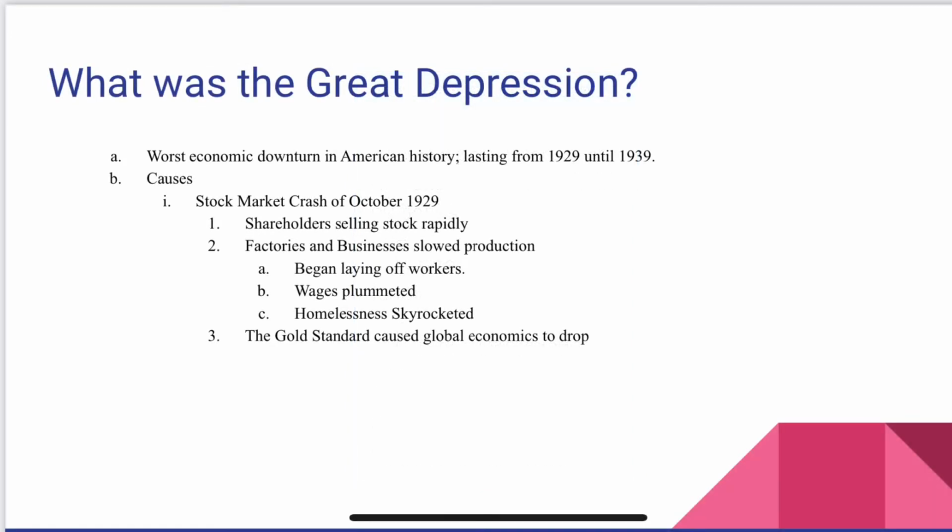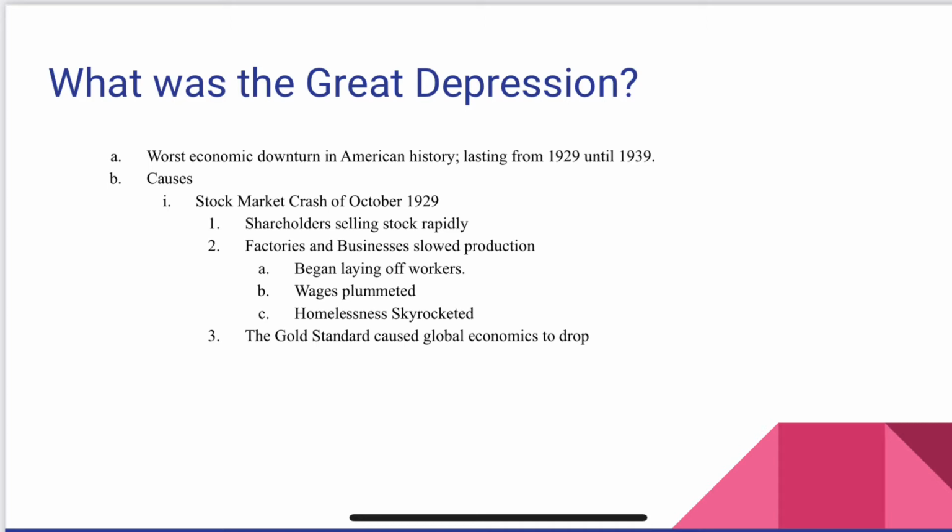What happened in the Great Depression and why? The Great Depression is the worst economic downturn in American history and arguably within the industrial era history, lasting from 1929 until 1939. The Great Depression was caused by the stock market crash of October 1929, where shareholders began selling their stock rapidly. Because of the Depression, factories and businesses had to slow production and began laying off workers by the thousands. Those who were lucky enough to keep their jobs had their wages plummet.